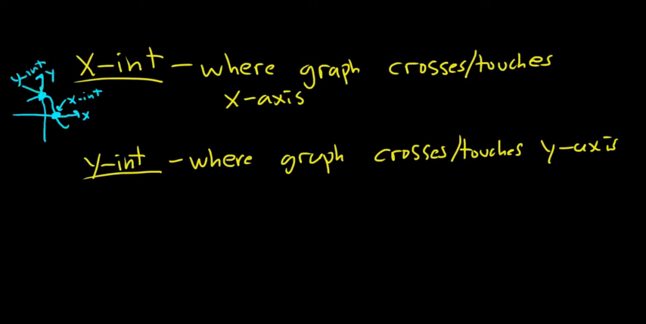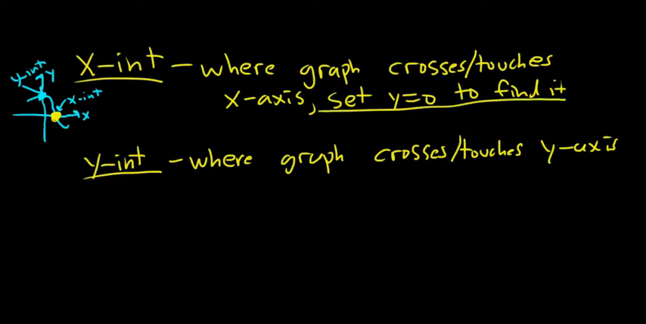So to find the x-intercept, right here, I'm going to use a different color here. So this yellow dot here is the x-intercept. So if you think about it, the y value is 0 here. So to find the x-intercept, you set y equal to 0 to find it. Okay, and then to find the y-intercept, which is this yellow dot here, notice the x-coordinate is 0. So set x equal to 0 to find it.